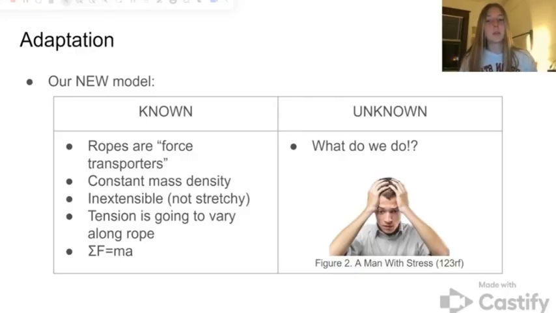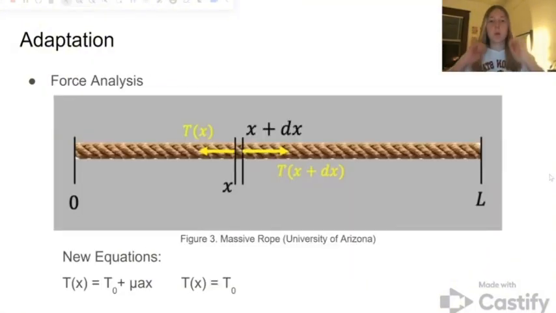We also know that Newton's second law still applies, so the sum of forces on the rope is going to be equal to the mass times the acceleration of the system. What's unknown is what we are going to do now. How are we going to solve these problems with a rope with mass? What we're going to look at to explain this is force analysis.